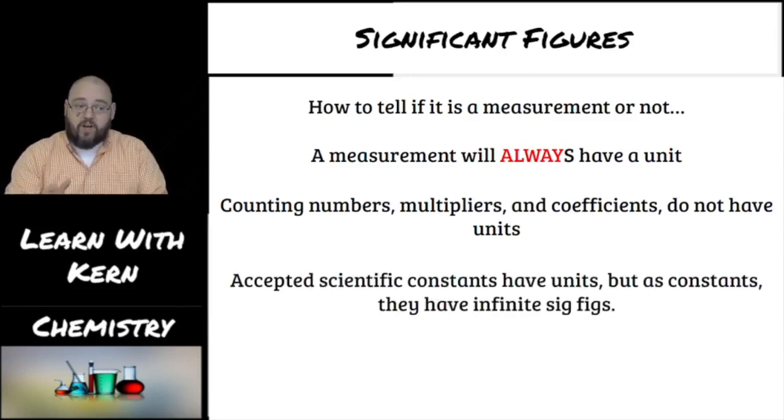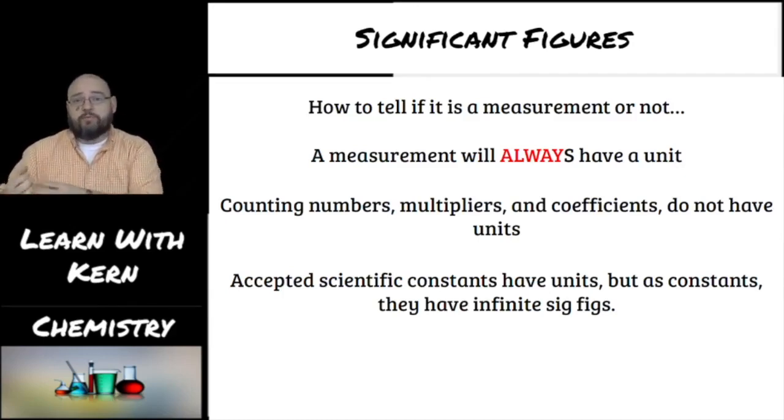Accepted scientific constants do have units, but as constants, they have infinite sig figs. And we treat them as infinite sig figs because even though they were calculated and arrived at by measurements that were made, the scientific community has accepted this constant as the accepted value of something, so we're going to ignore it. So, for example, the atomic masses on the periodic table. Oxygen has a mass of 15.999 grams per mole.